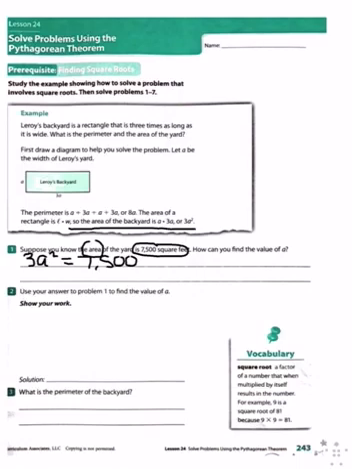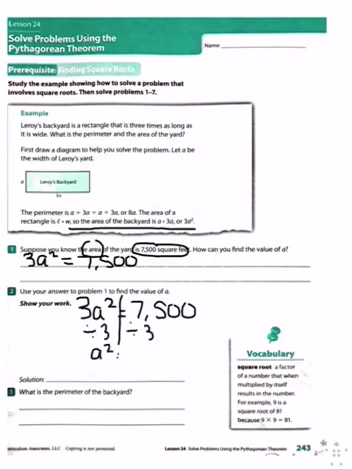For number 2, use the answer to problem 1 to find the value of A. So we're going to take our 3A squared equals 7,500. I'm going to divide by 3. 7,500 divided by 3 is 2,500. I take the square root, and I get A equals 50.